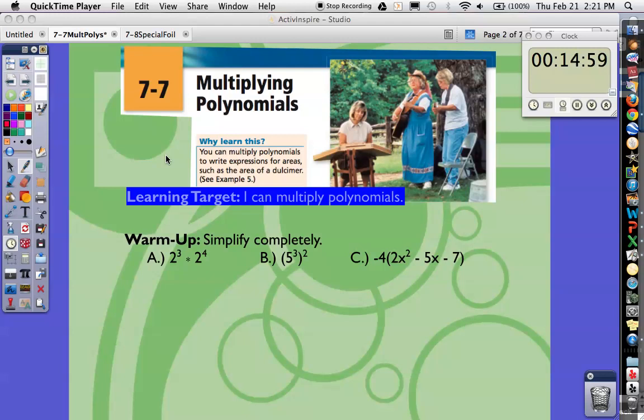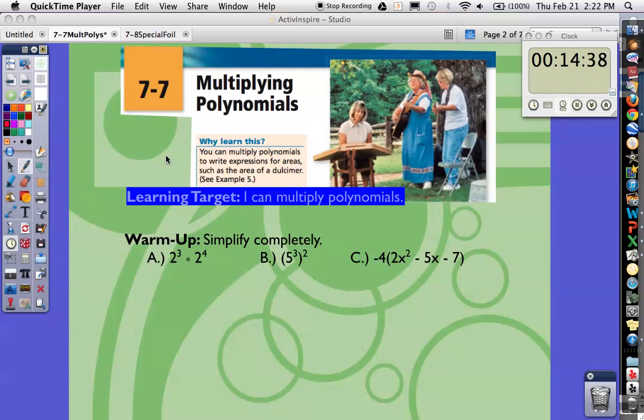Today we're going to focus on multiplying polynomials. So your target's real short and sweet. That's all we're going to do. We're just going to multiply them, okay? We've added like terms and subtracted like terms. Now we're going to focus on multiplication. So your target shouldn't take you long to write. If you need a pause to write down your warm-up, you can. These should be pretty quick for you as well.